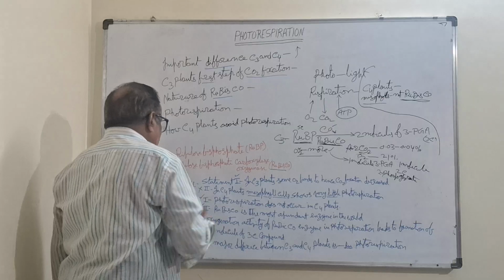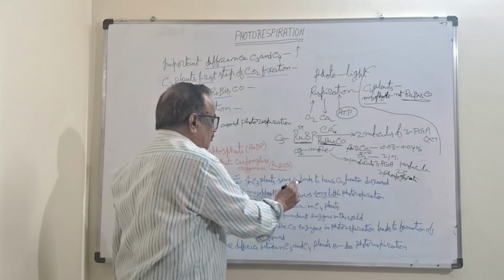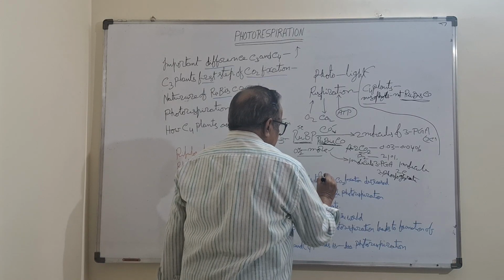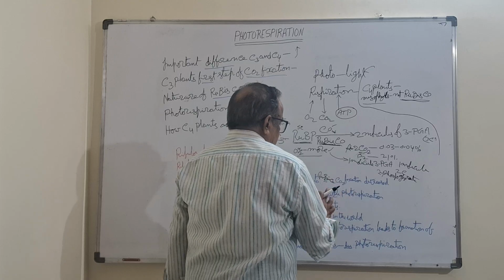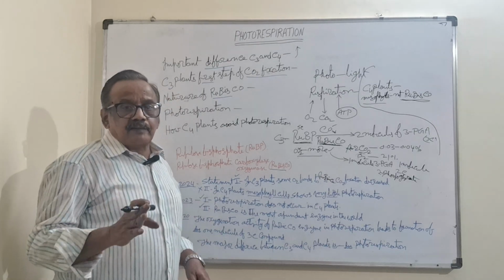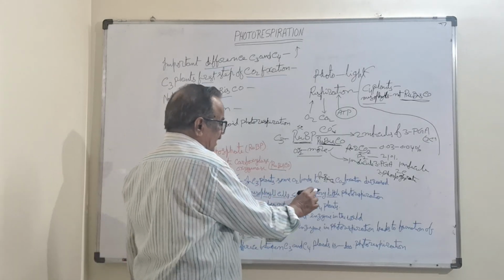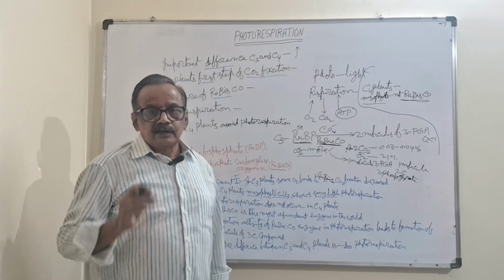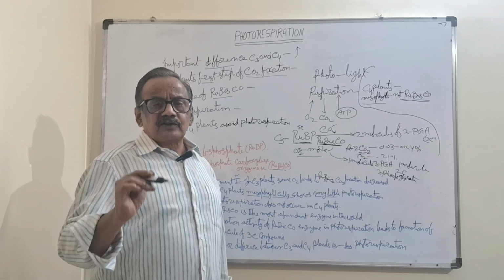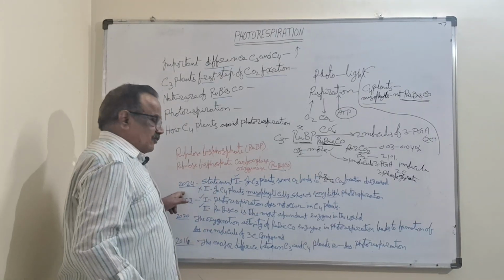Now in 2024, he has given two statements. The first statement is, in C3 plants, some O2 binds to RuBisCO and carbon dioxide fixing will decrease. In C3 plants this can happen. The second statement he has given is, in C4 plants, mesophyll cells show very little photorespiration. It is a wrong statement, because there is no RuBisCO in the mesophyll cells of the C4 plants, so there is no photorespiration in the mesophyll cells. So statement 1 is correct and statement 2 is wrong. In that way he has given the 2024 question.